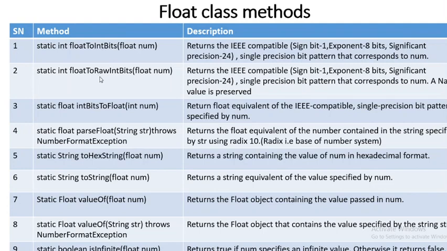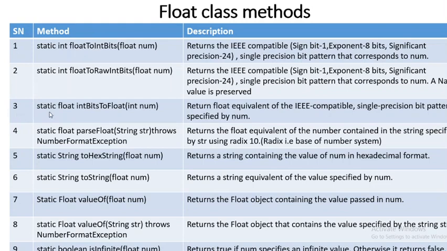Then second, return type is integer, float to raw int bits. Whatever the float number you are giving over here, this float number will get converted into raw int bits. What it means? Returns the IEEE compatible, that is again single precision bit pattern that corresponds to num. Same thing as I told for the previous method, only the difference is that a NaN, that is not a number, value is preserved with this second method.